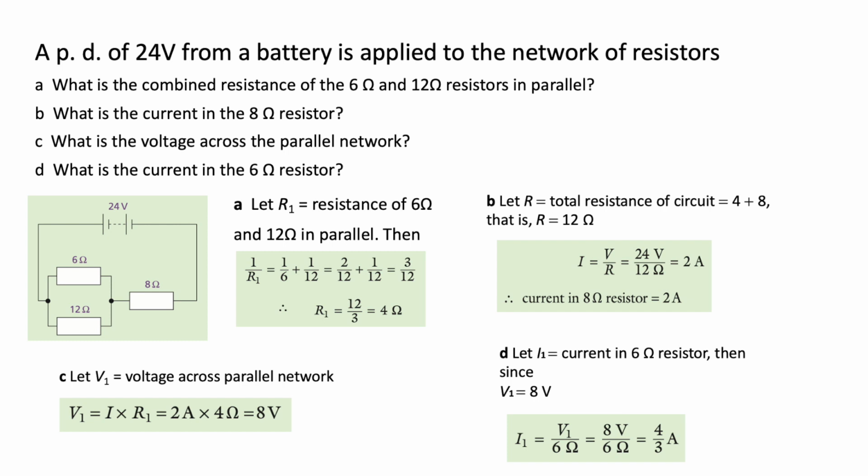Now what is the current in the 6 ohm resistor? Here let I1 be the current in the 6 ohm resistor. Then since V1 is equal to 8 volt, we can write I1 is equal to V1 divided by 6 ohm. So 8 volt divided by 6 ohm, you will get 4 divided by 3 ampere.